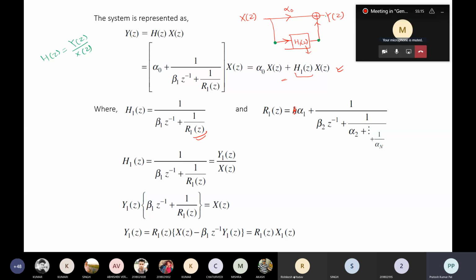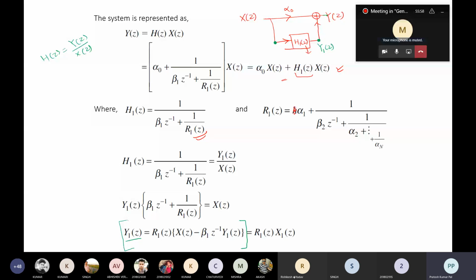So suppose y1 of z is the output of this one. So this is the input, and this input is equal to your x of z. So y1 of z divided by x of z will be given by your h1 of z, which comes out to be 1 upon beta 1 z inverse plus 1 upon r1 z. And when we expand it by cross multiplying, y of z comes out to be this expression.